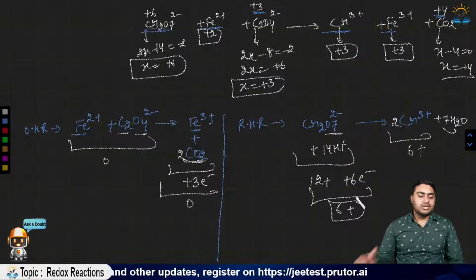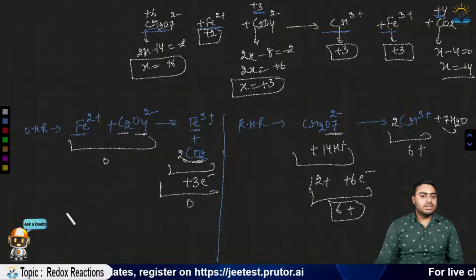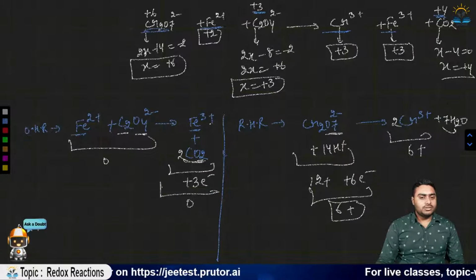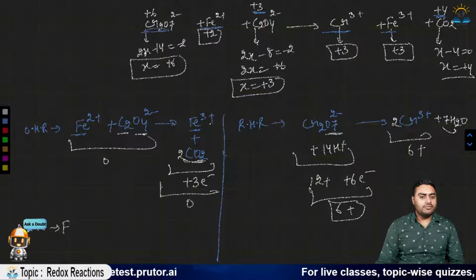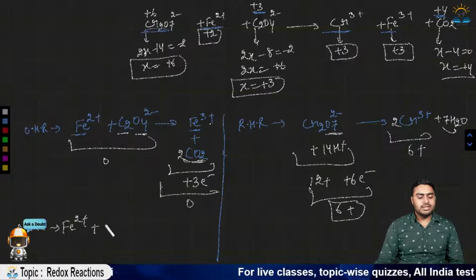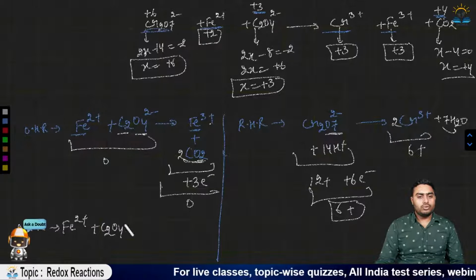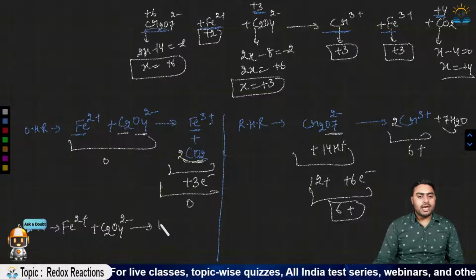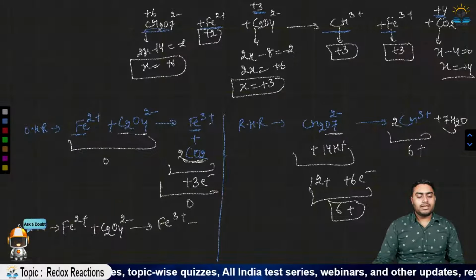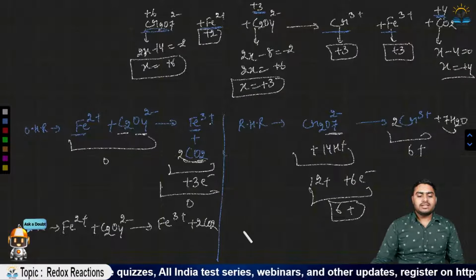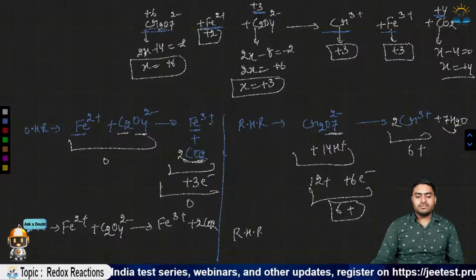Okay, yes. So now what you can do, now I am writing the final equation of the oxidation reaction. It is Fe2 positive plus C2O4 2 negative gives Fe3 positive plus 2 CO2, right? And similarly you can write the reduction reaction final equation.